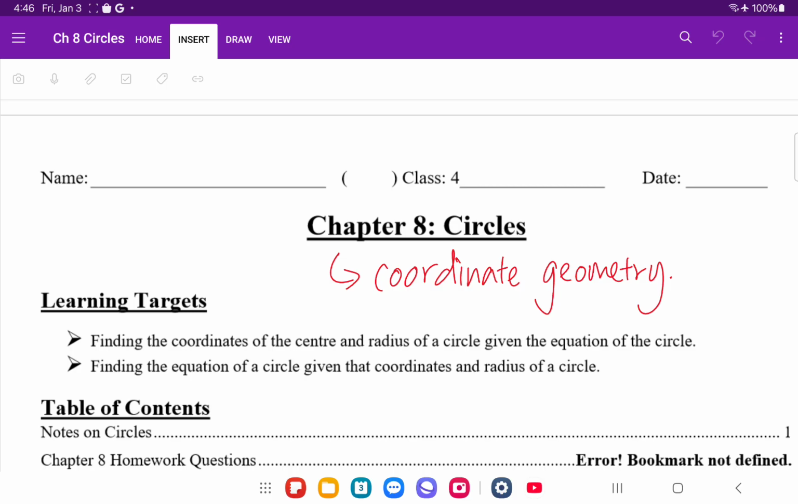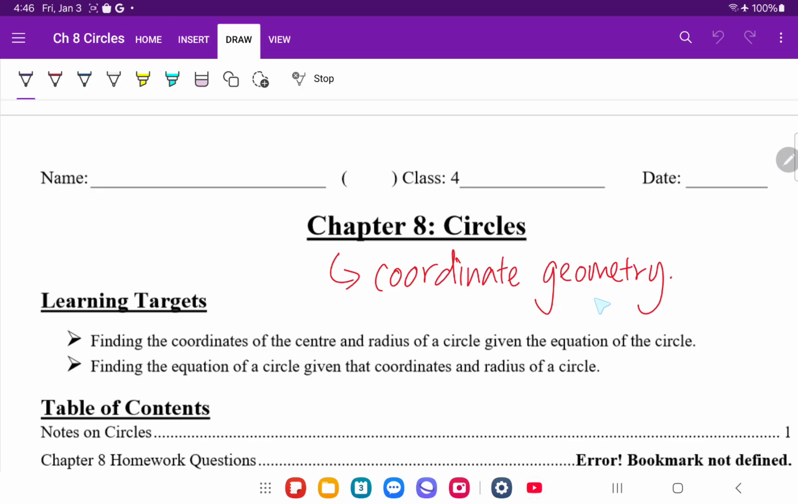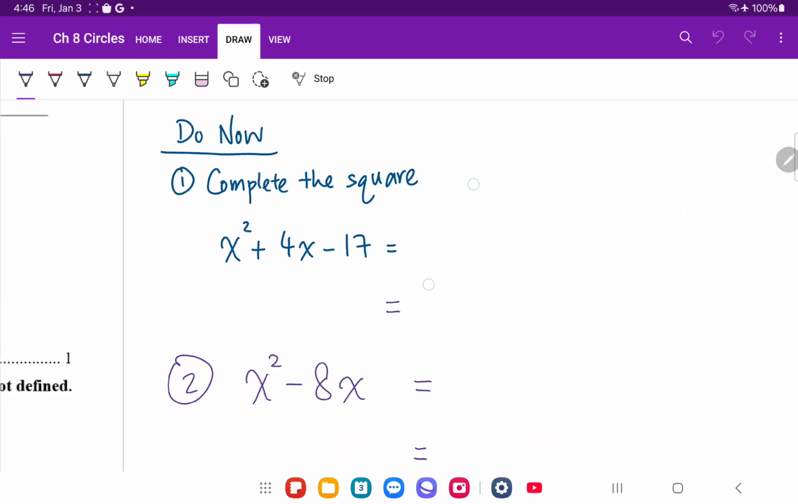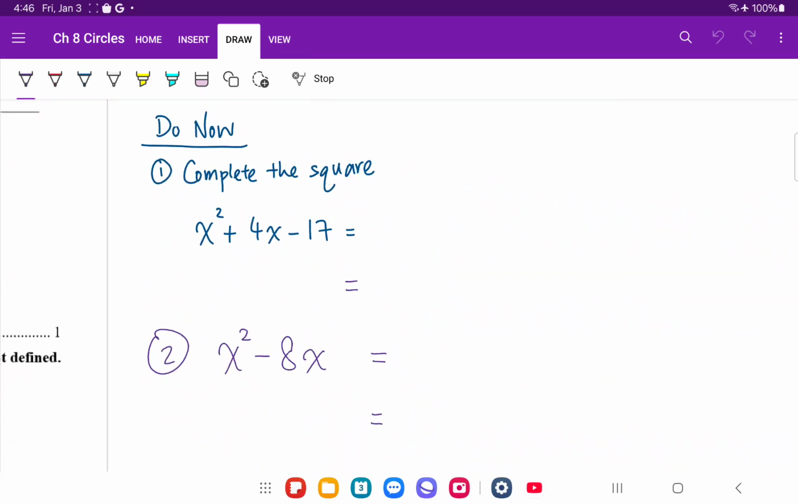But before that, there are other skills that I need you to remember before we go into the topic. So let's move away from coordinate geometry because there is one more topic that I need you to recall, and that is complete the square. Can you use some time now to complete the square for these two examples? When you are ready, resume the video to check the answer.